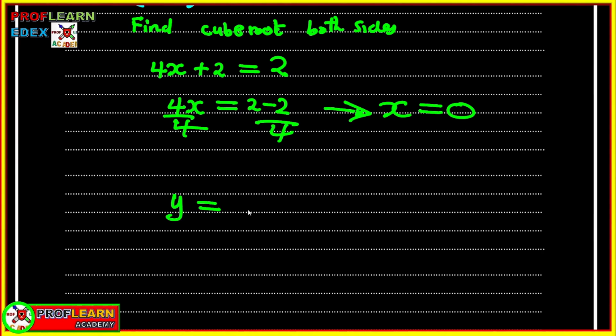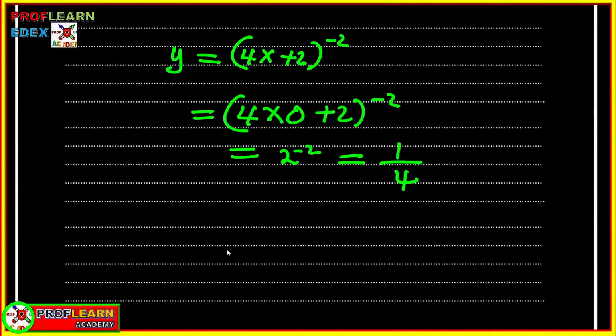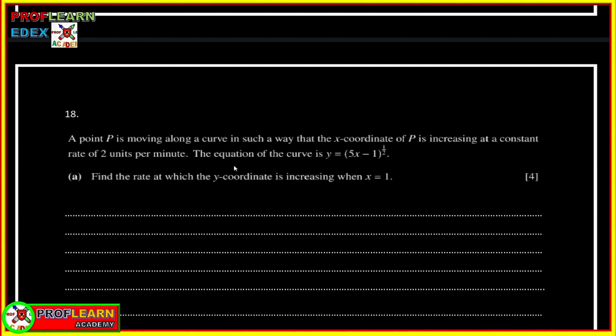So if x is 0, we can find the value of y from the original equation by substituting what we know, and our value of y in that case is 1 over 4. Since x is 0 and y is 1 over 4, we can say the coordinate is (0, 1/4).